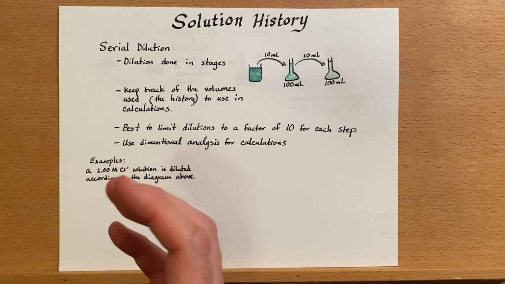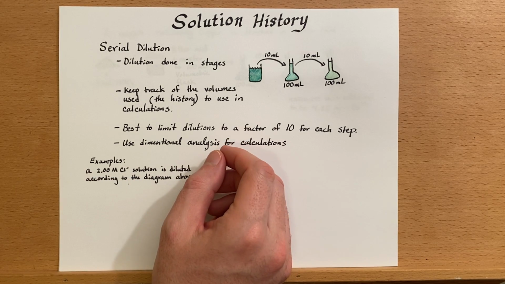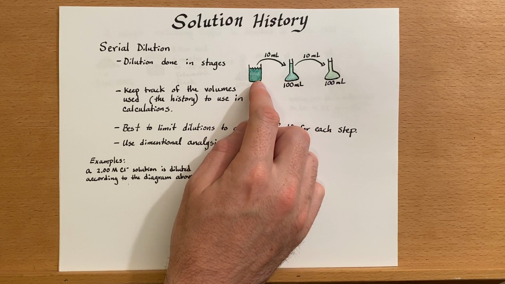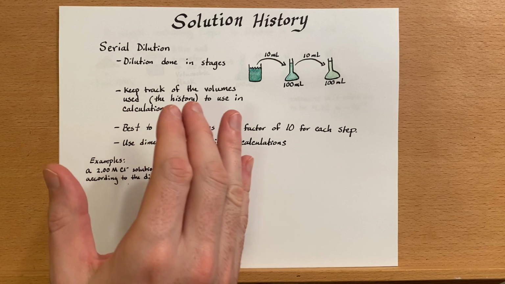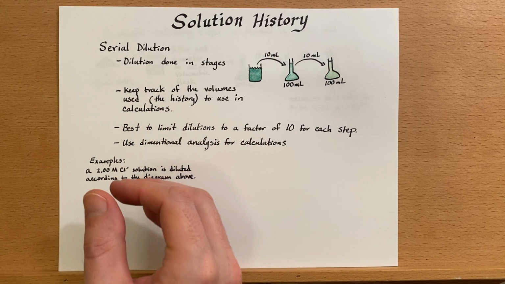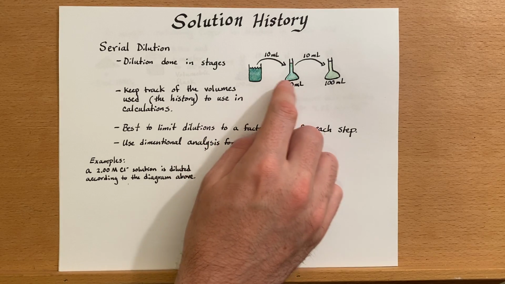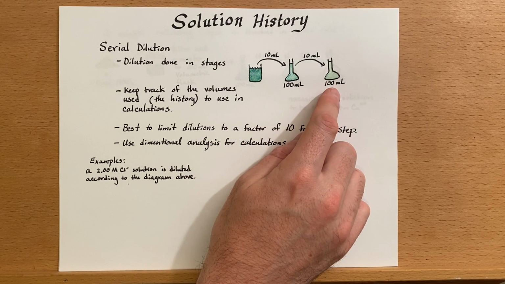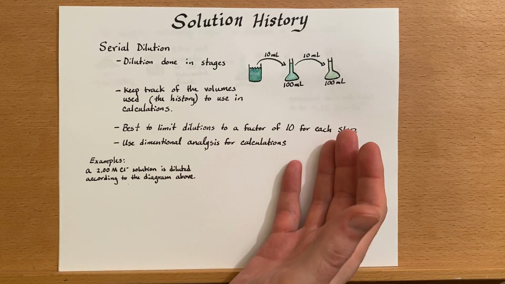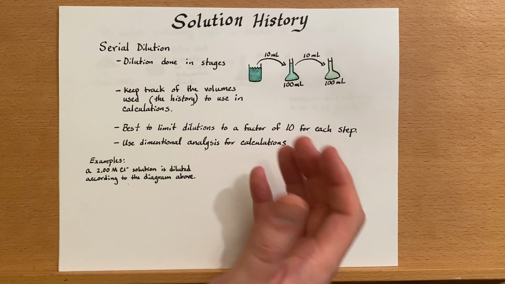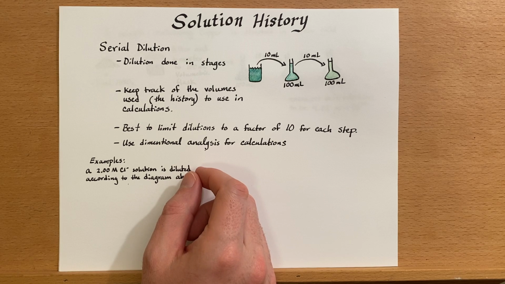Now, why would we do it in multiple steps? Well, that's so that we can accurately perform a dilution without using lots of solvent. So by doing it this way, we minimize the amount of solvent and chemical waste that we would produce, while also maximizing the accuracy for this method.